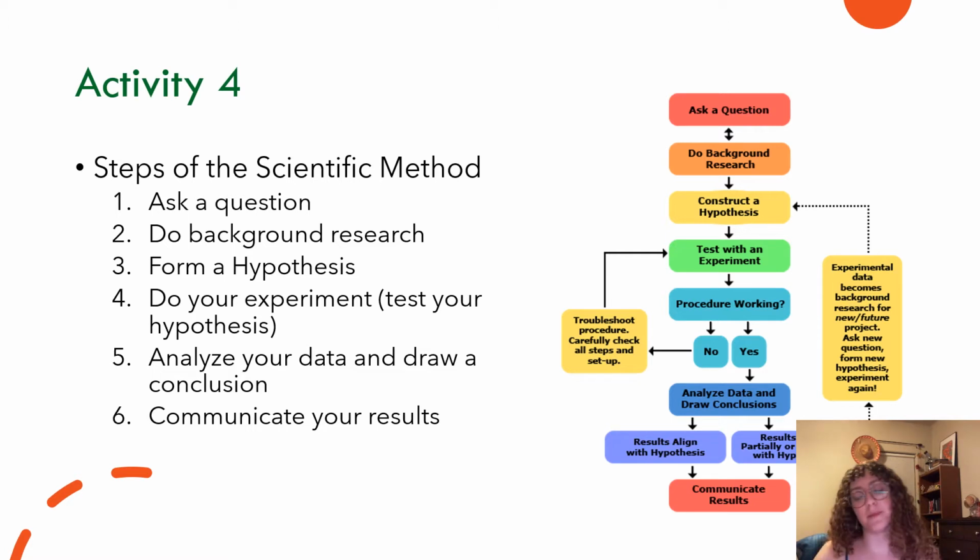But basically the steps of the scientific method is that you ask a question, you do some background research, then you form a hypothesis, which is basically an educated guess based on your background research to answer your question. Then you set up and you do your experiment to test your hypothesis. Once you do the experiment, you analyze the data that you've collected of that experiment, and then you draw a conclusion. And then once you have that conclusion, you can then communicate your results.